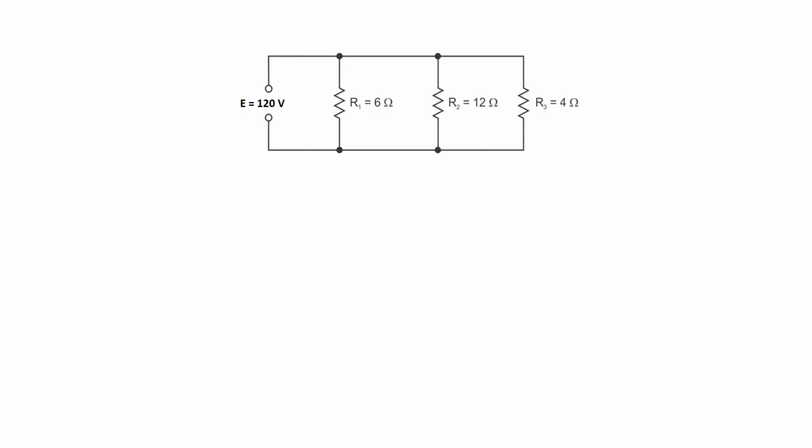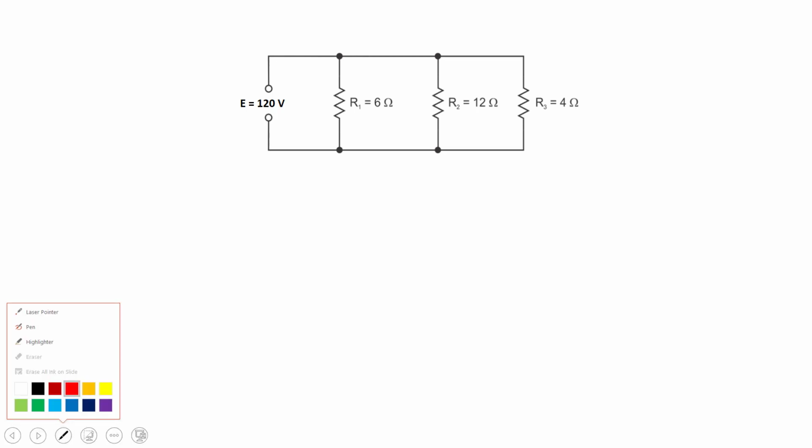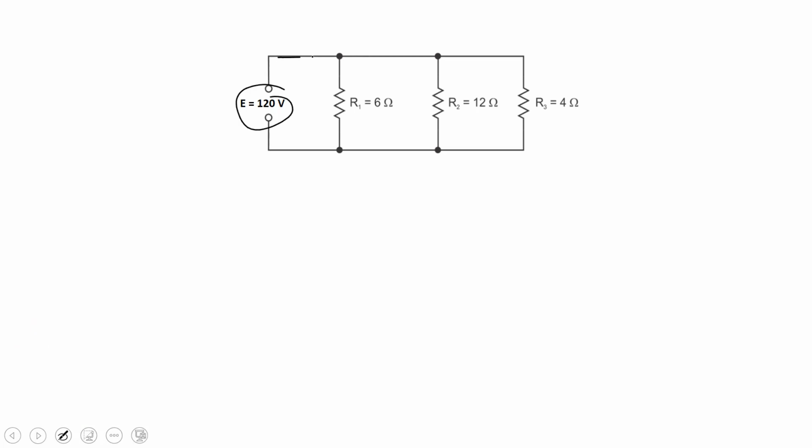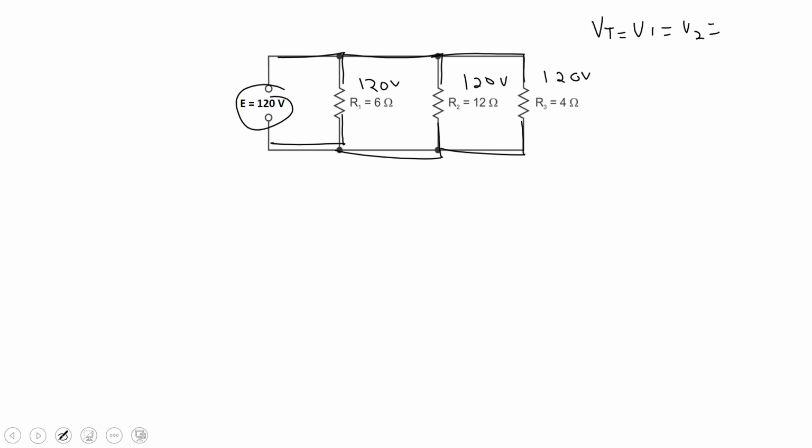So here's an example of a parallel circuit. Alright, and so the applied voltage is 120 volts, and because they are all connected up in parallel with it, each resistor will see 120 volts across each one. So they have the same voltage. So V total, or the applied voltage, is going to be the same as V1, same as V2, and same as V3.